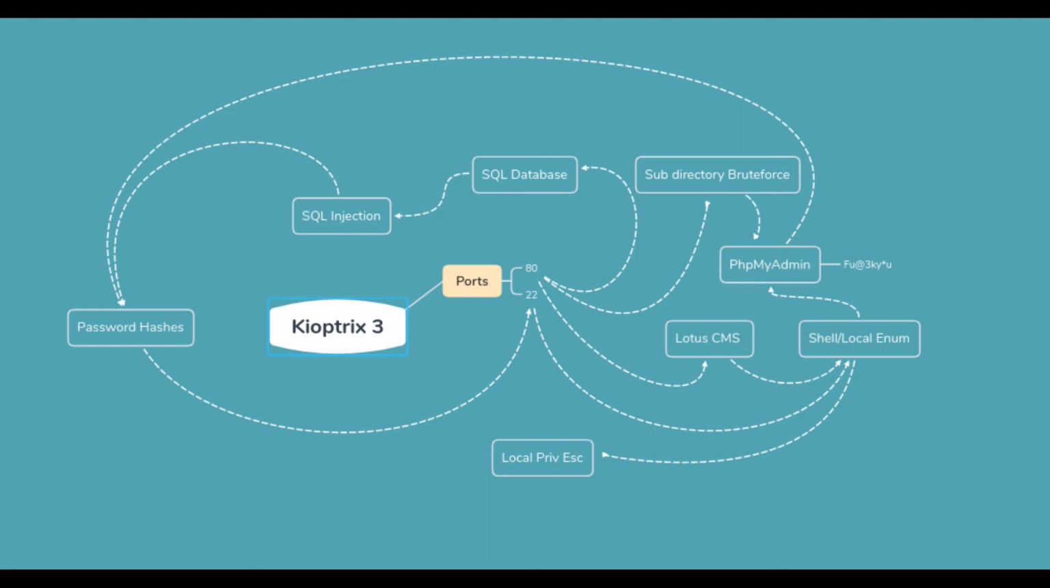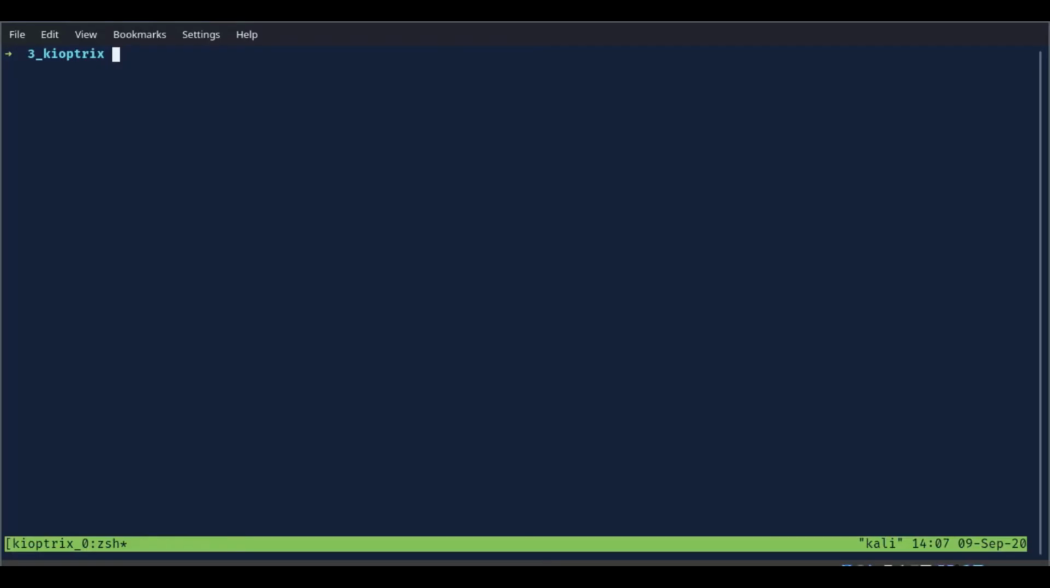The other way is that it's running Lotus CMS vulnerable to remote code execution, through which we gain a reverse shell. Dumping the credentials from the database points us to a phpMyAdmin page, which gives us credentials to SSH again, through which we can enumerate the box and gain access. That being said, let's get started with the nmap scan.